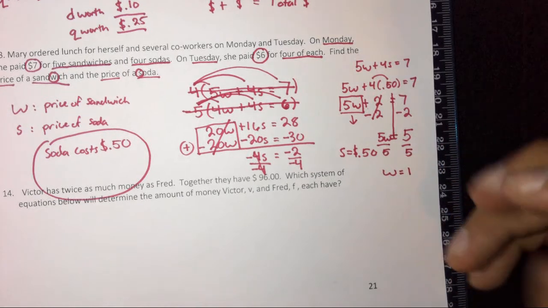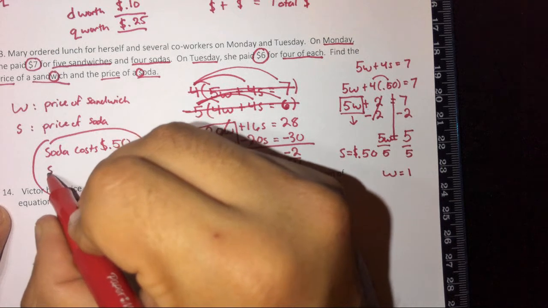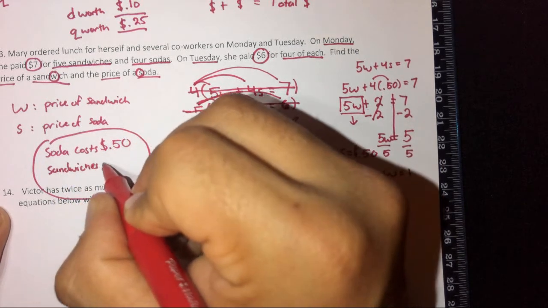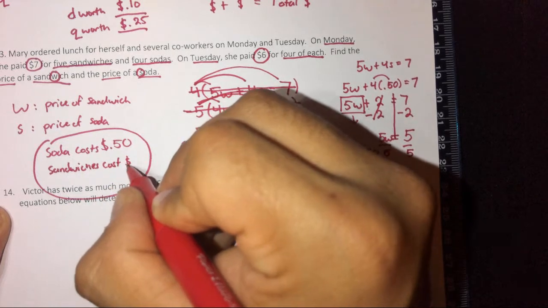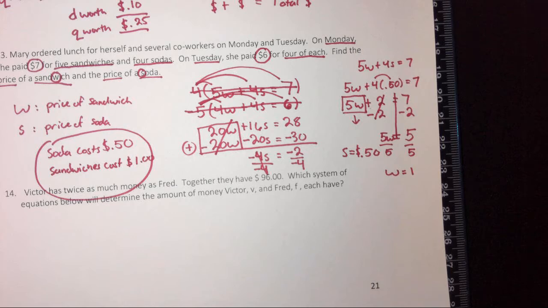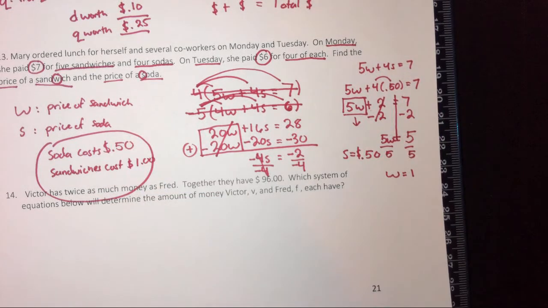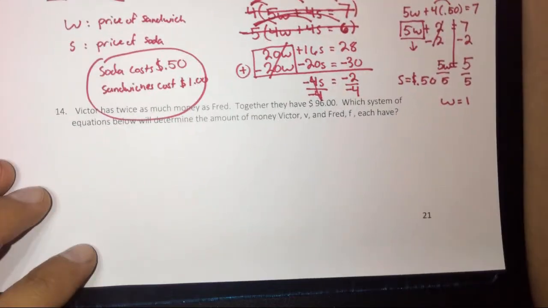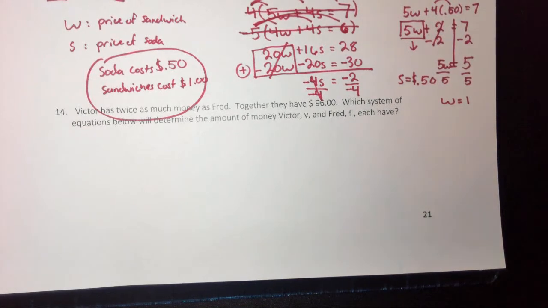Or in other words, sandwiches cost $1. Alright, and that is my solution to my system: sodas cost 50 cents, sandwiches cost $1. Alright, we go down to the very last one. Alright, so we have 14.